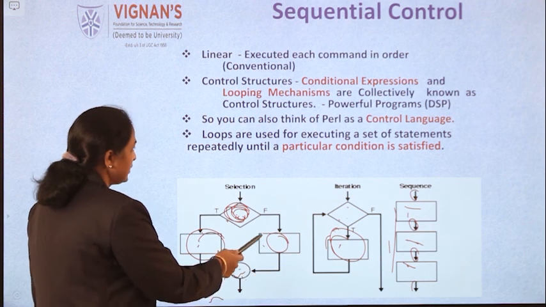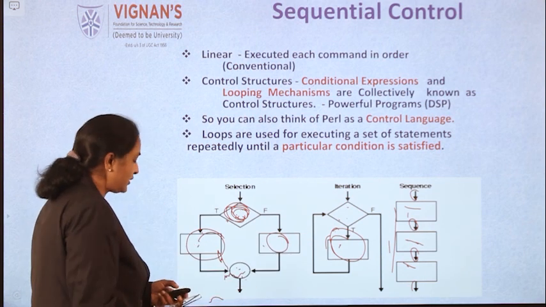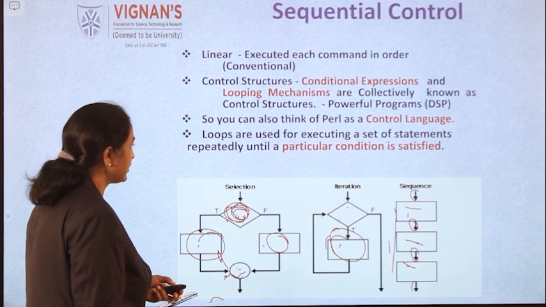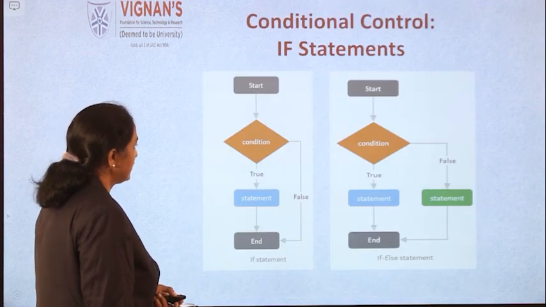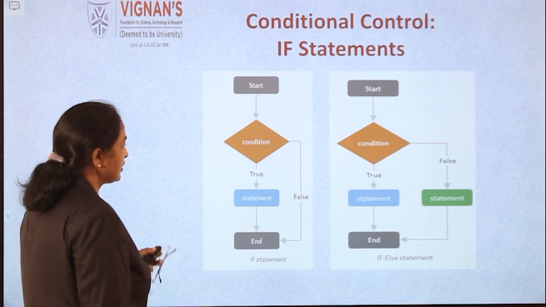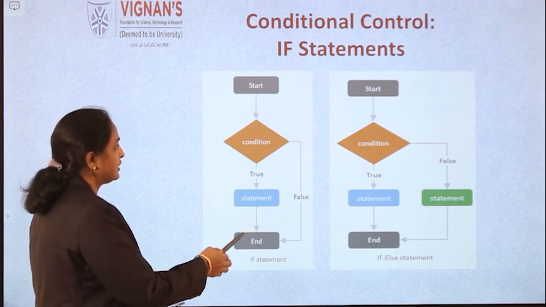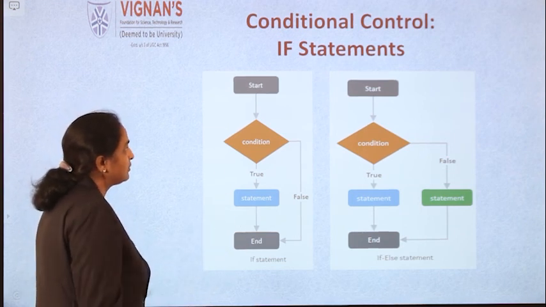In loops, which you have already seen, we repeatedly execute a block of statements. Next we will see how these things happen. Now see the flow chart.